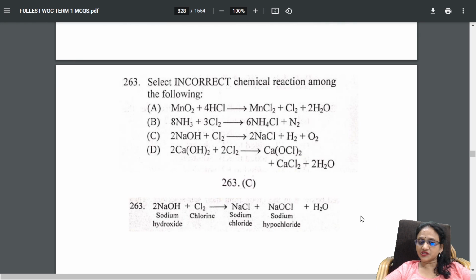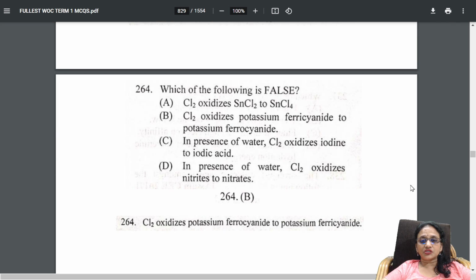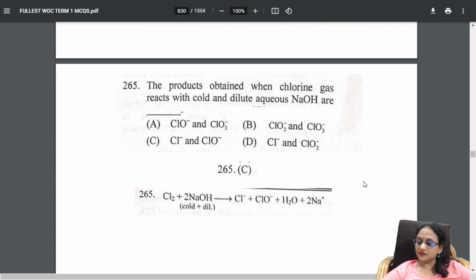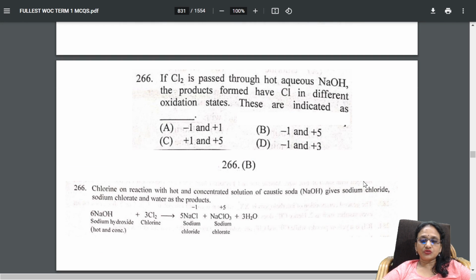Incorrect statement. This is a disproportionation reaction of chlorine, where the same substance undergoes oxidation and also reduction. So they're asking which of the following statement is false. You should be able to have clarity of how chlorine, what does it do? So basically all the reactions are covered of group 17 also. But you should know, see here, -1 and +5. So same oxidation and reduction, loss of electrons and gain of electrons are happening.